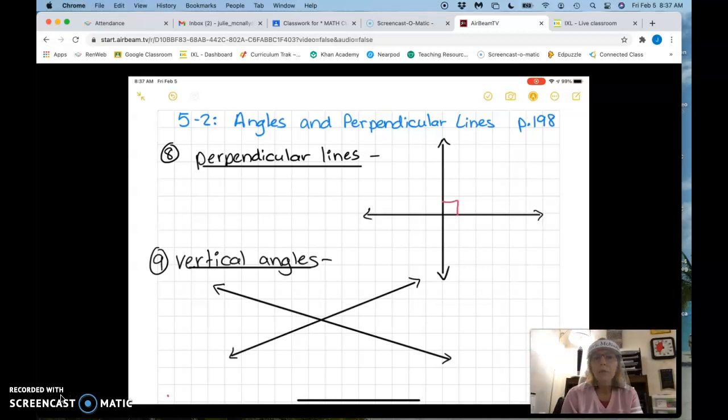So immediately when you see that little square in the corner, you know that all four of those angles are 90 degrees. Because if one is 90, they're all 90.